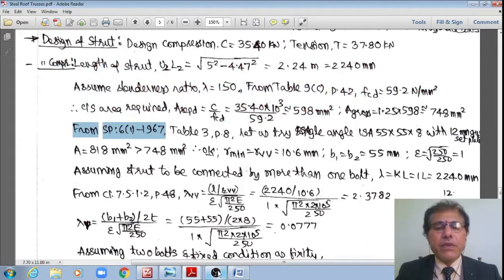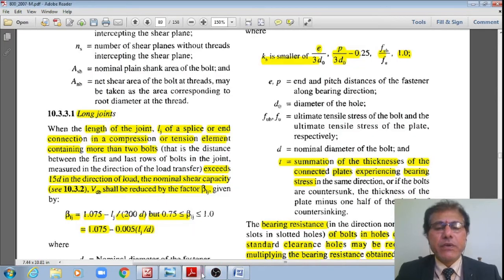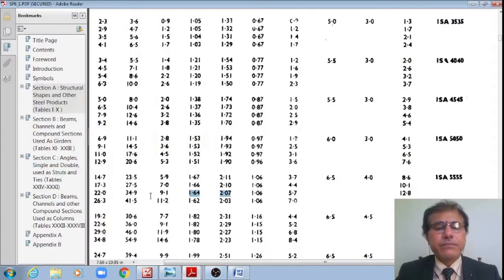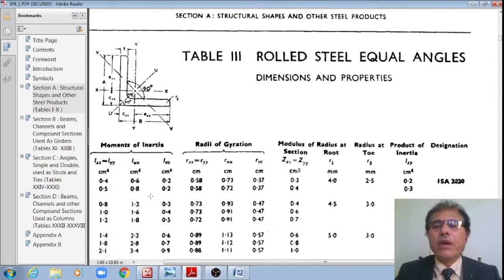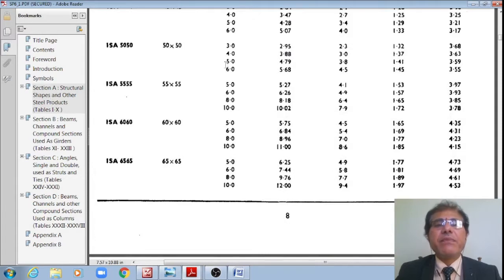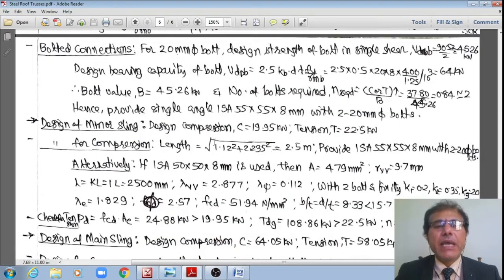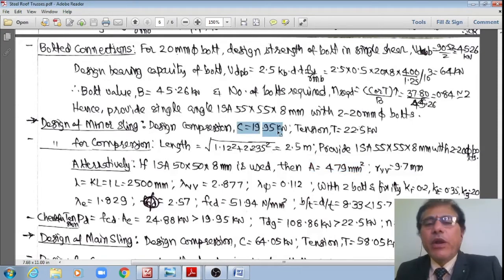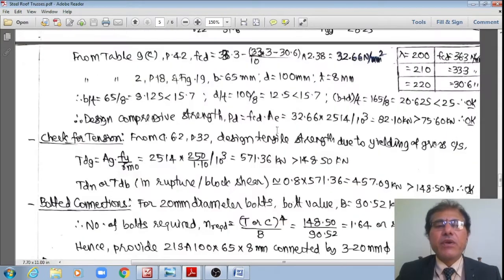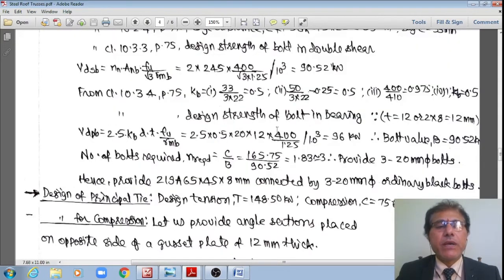Therefore let me go back to page number 8 of SP61. For ISA 50 by 50 by 8, the section has an area equal to 479, because here the compression is equal to 19.95. Therefore the area required is a very small area, right?